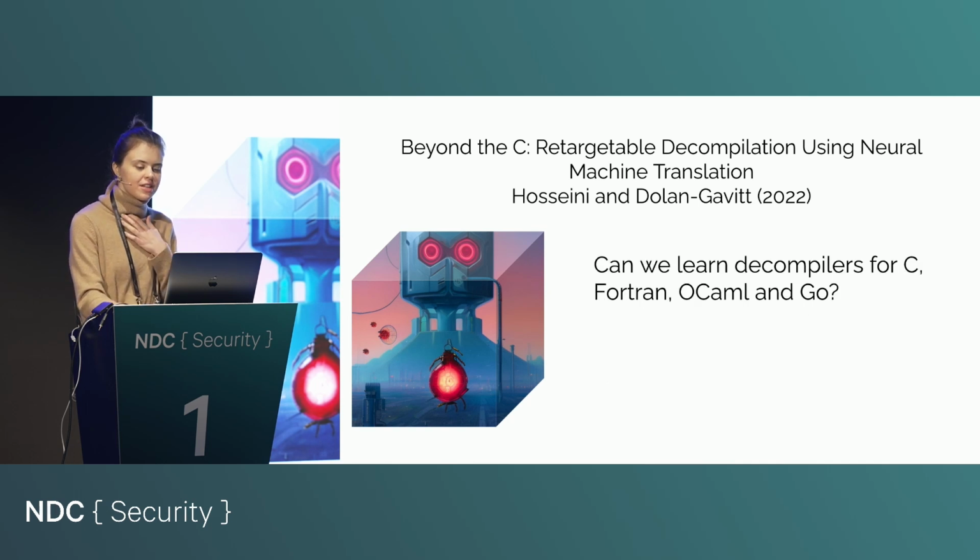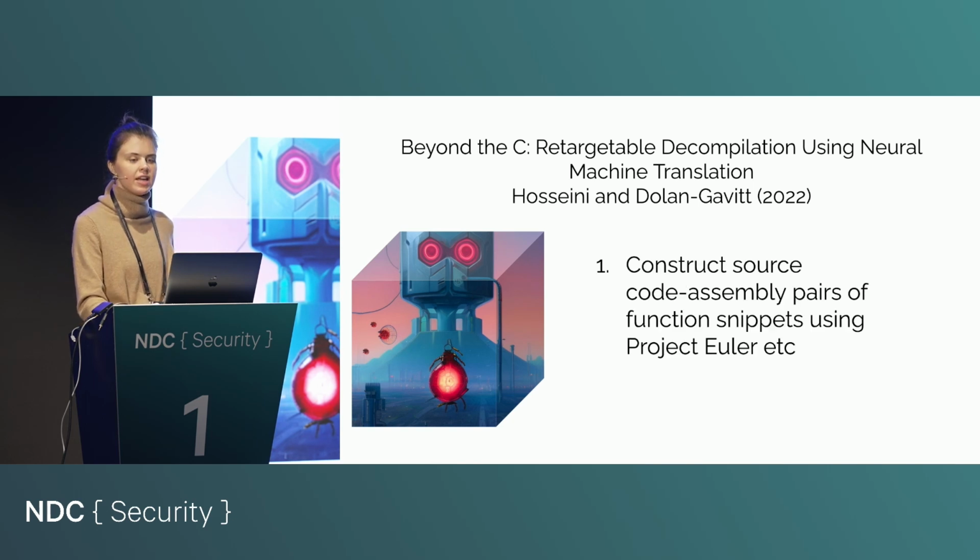So they did a really interesting experiment where they tried to train a neural machine translation model to decompile assembly code to C, assembly code to Fortran, assembly code to OCaml, and assembly code to Go. This is a very new development, because I haven't seen decompilers for Fortran, for example, or Go before. So how did they do this?